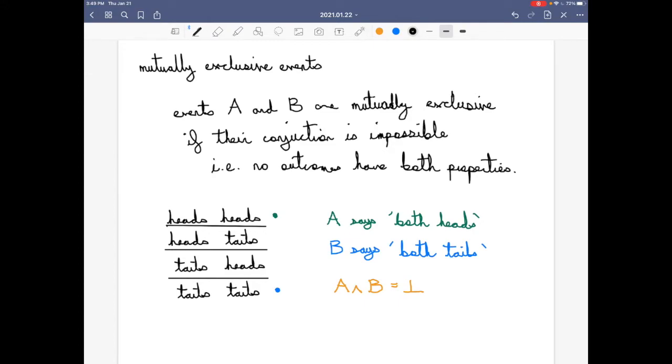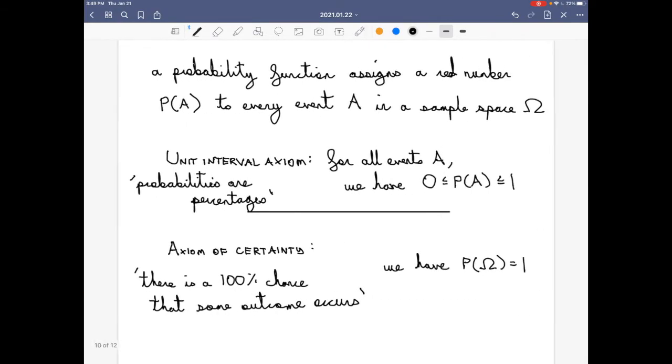So the way we're going to denote this symbolically is by saying that A conjunction B is equal to this little upside down T thing, which is a common symbol for logical impossibility or contradiction or falsehood. So it's like saying that A and B equals impossible. That's what the symbolic notation in the orange at the bottom is saying.